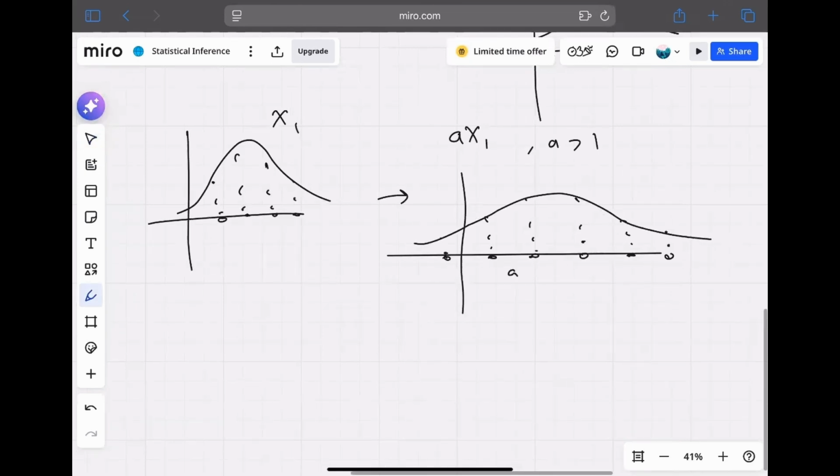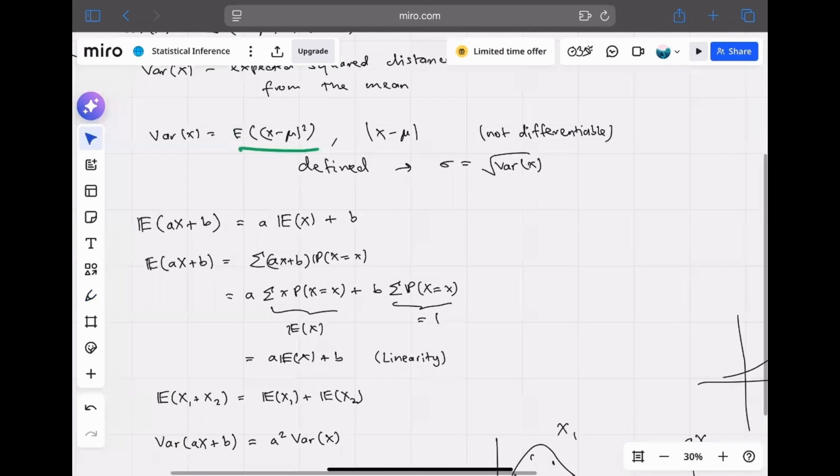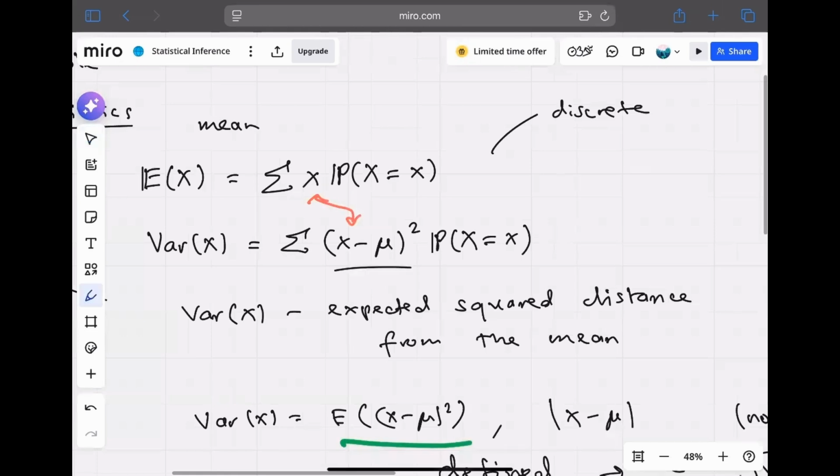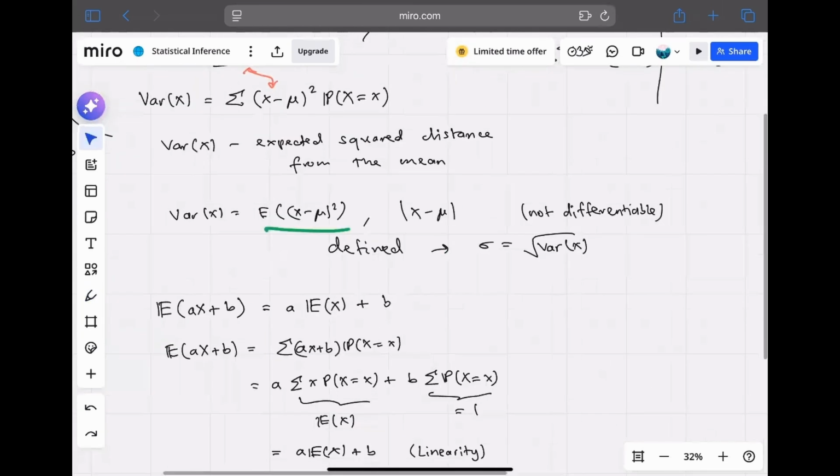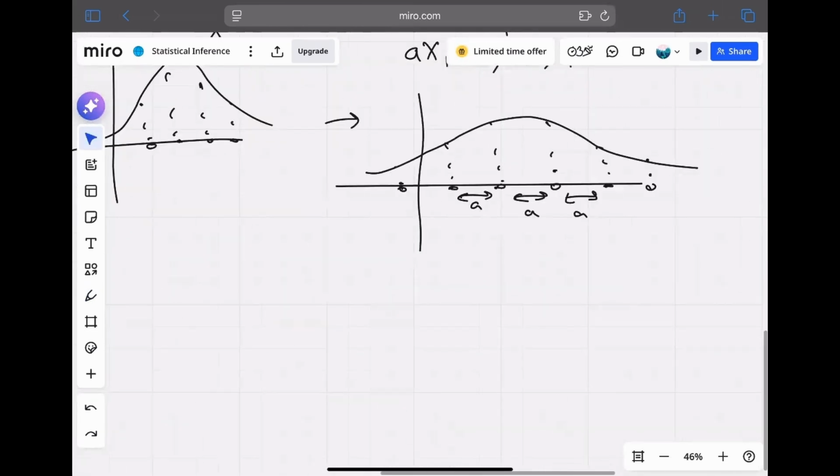And now we scaled it up by a factor of A. And because variance has this squared term here, what this does is it squares the effect. The spread gets multiplied by a factor of A squared.